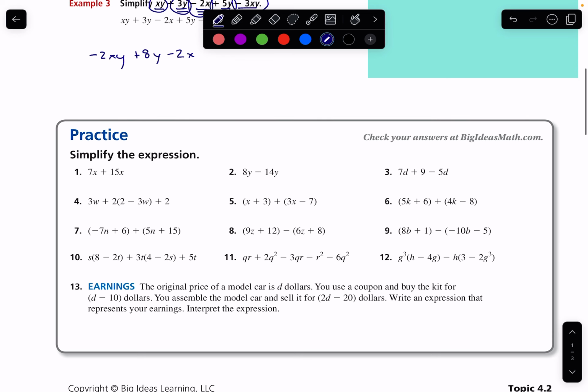Go ahead, do the problems at the bottom. If you run into something you've never seen before, make sure you come ask about it, and I'll help you out there. But everything you see down there, you should have seen in a previous class. Just be careful about distributing negatives, and I think you'll be okay.